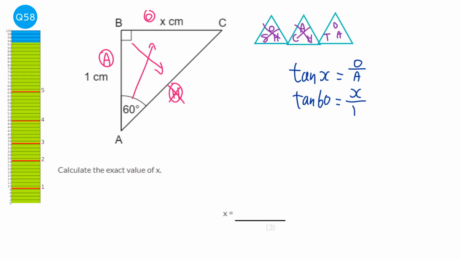And so now here, we're looking for the exact value of x. If I times both sides by 1, or just get rid of the fraction, we end up with x equals tan 60. Now you need to know off by heart what tan 60 is.